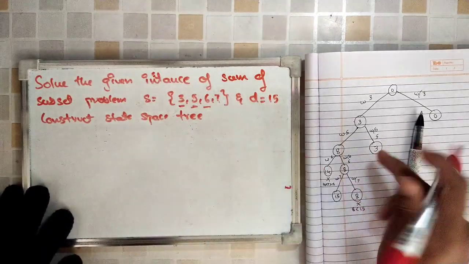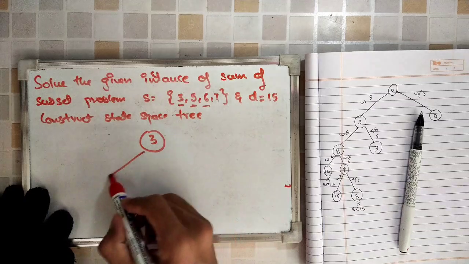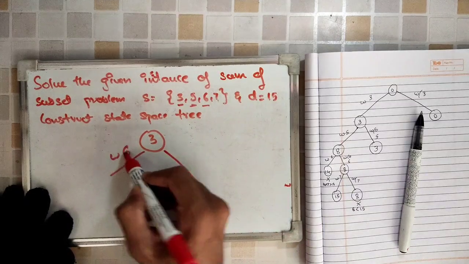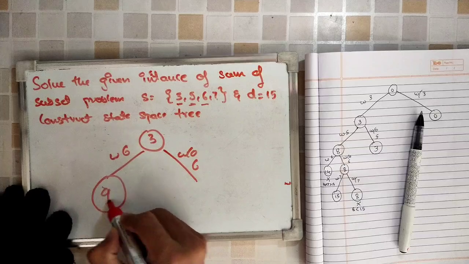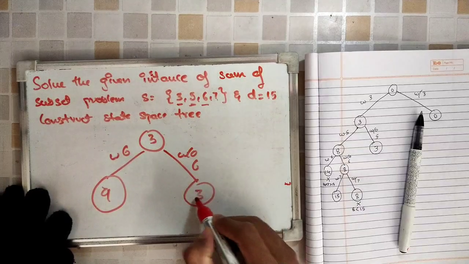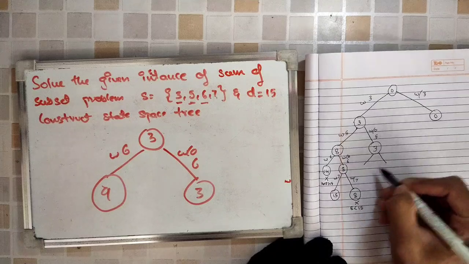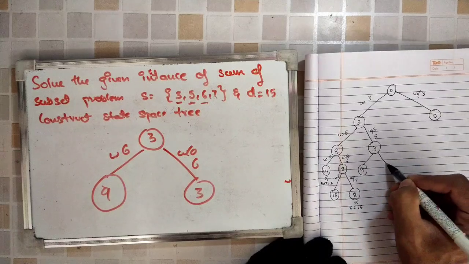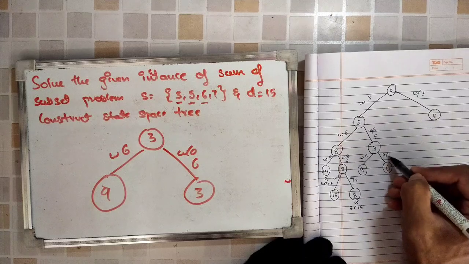So we didn't use 5, so this part is remaining. Now we have to add 6, with 6 and without 6. So 3 plus 6 is 9, and without it is 3 itself. Okay, 9, 6, with 6 without 6.